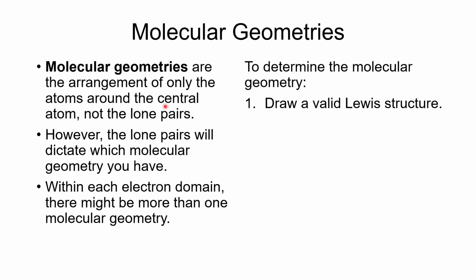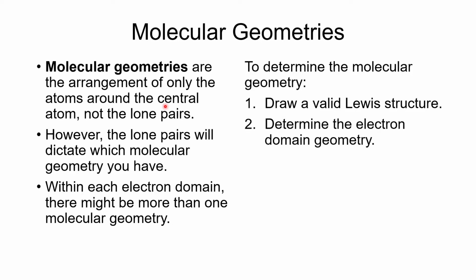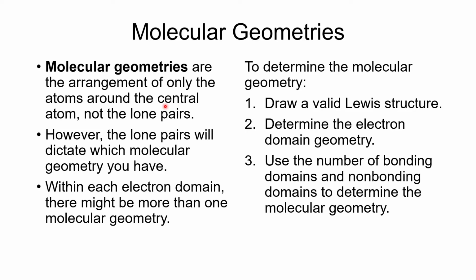Okay, so get a good Lewis structure. Next, you'll determine the electron domain geometry. You do that by counting the number of domains and then applying which geometry is applicable. And then finally, you use the number of bonding domains and non-bonding domains to determine which molecular geometry it is. So look at the total number of domains to get the electron domain geometry, but then we look specifically at the number of bonding domains and non-bonding domains to get the molecular geometry.